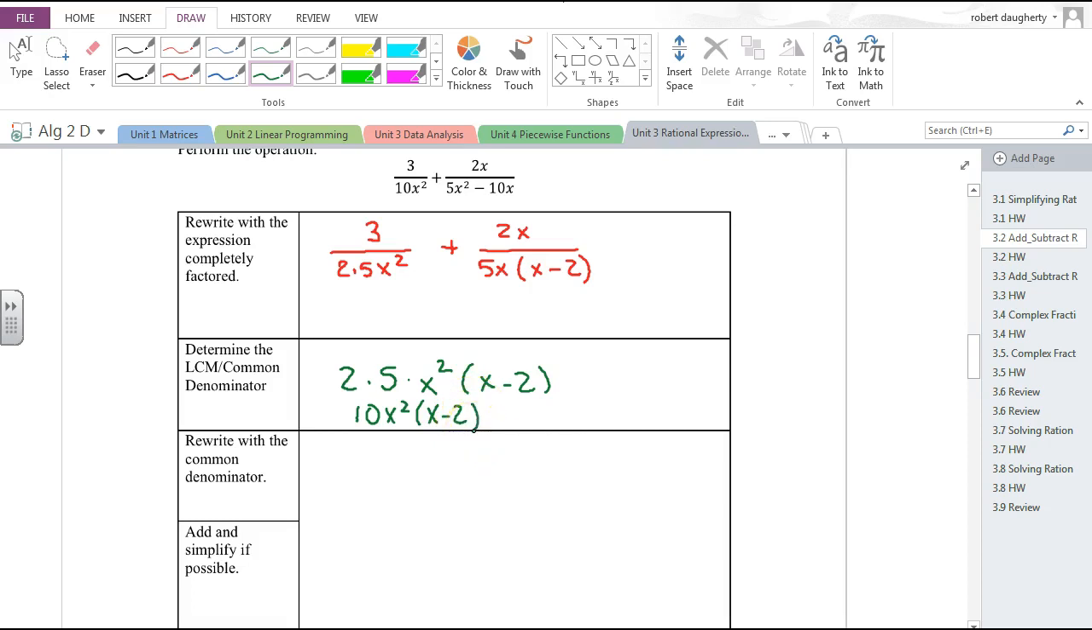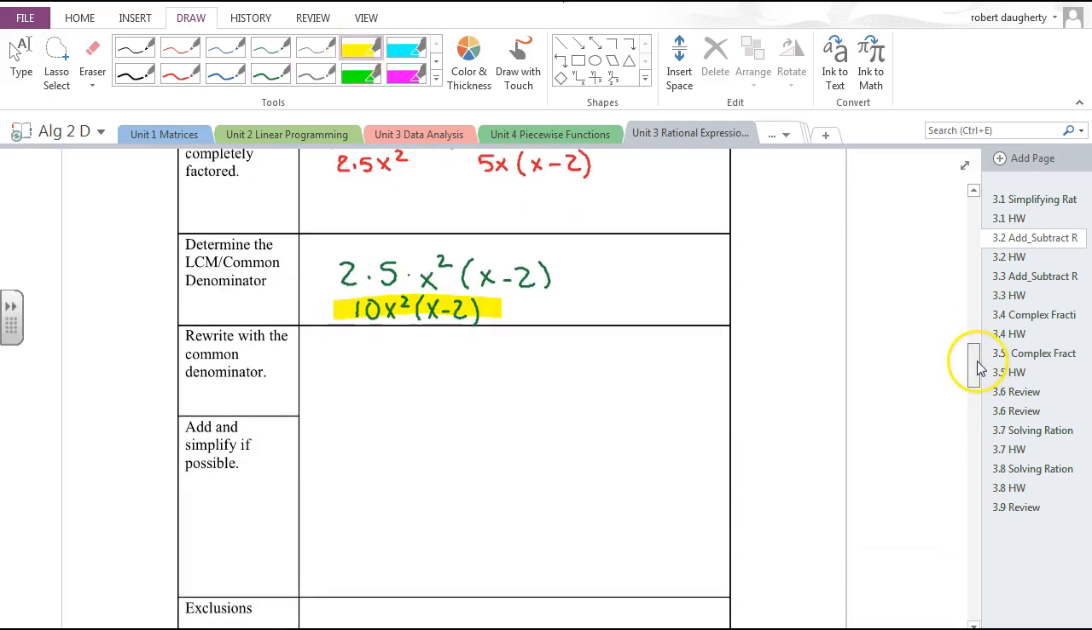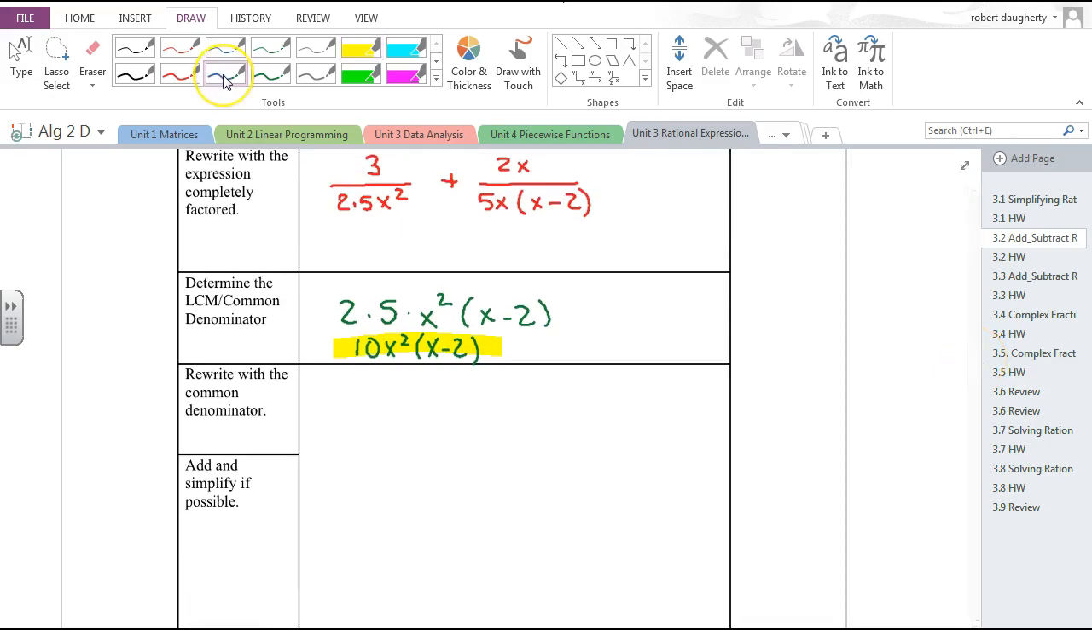So what you do, you break down everything into its unique factors. To find the common denominator, the least common multiple, you have to represent every factor in the denominator. So this is the common denominator. So I'm going to rewrite this expression to where everything gets the common denominator. So I'm going to have 3 divided by 10x squared. What do I have to multiply 10x squared by to get 10x squared times x minus 2? Yeah. So I'm going to multiply this by x minus 2 over x minus 2.